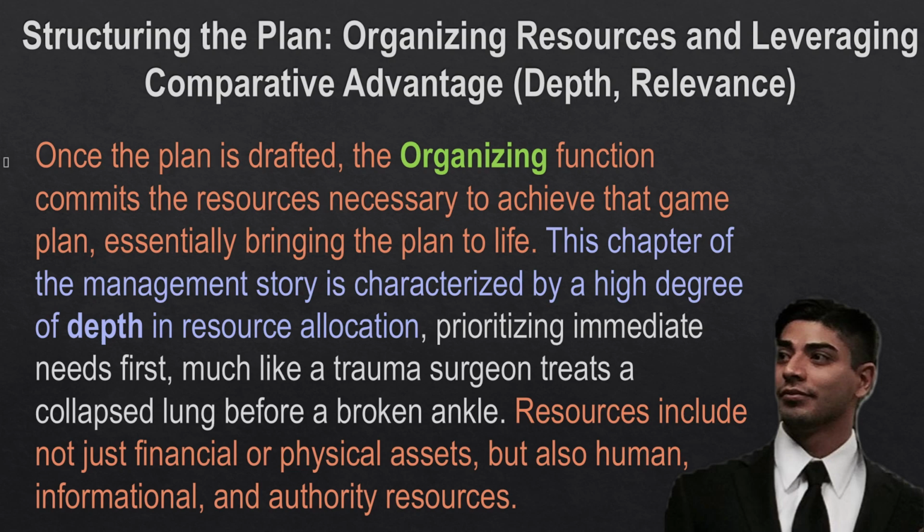Once the plan is drafted, the organizing function commits the resources necessary to achieve that game plan, essentially bringing the plan to life. This chapter of the management story is characterized by a high degree of depth in resource allocation, prioritizing immediate needs first, much like a trauma surgeon treats a collapsed lung before a broken ankle. Resources include not just financial or physical assets, but also human, informational, and authority resources.